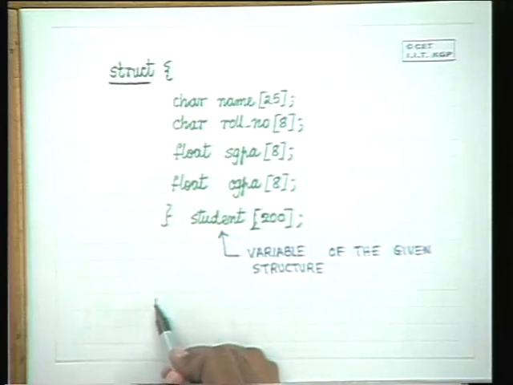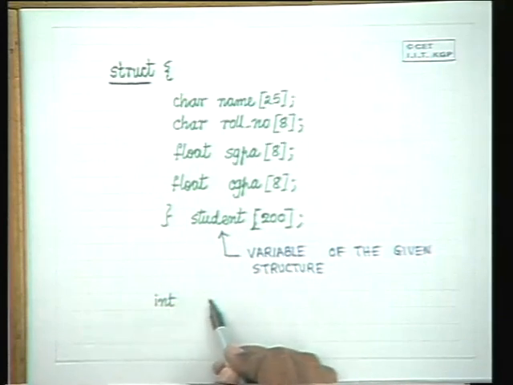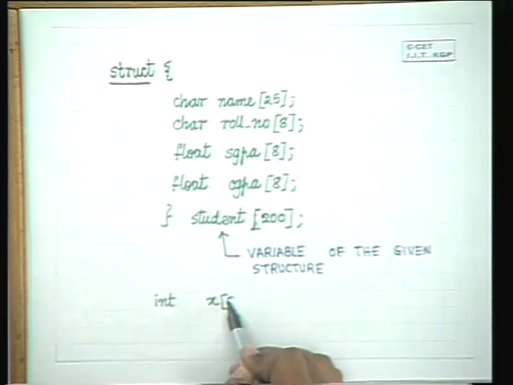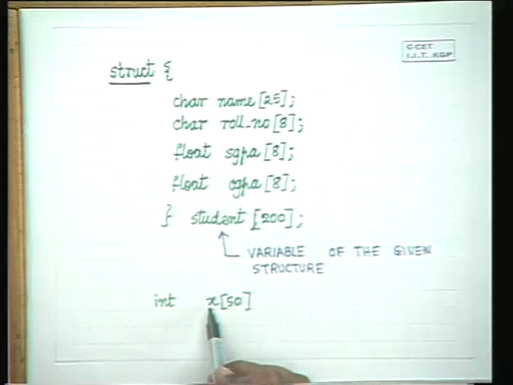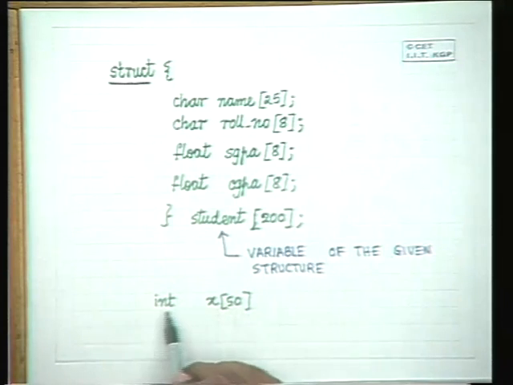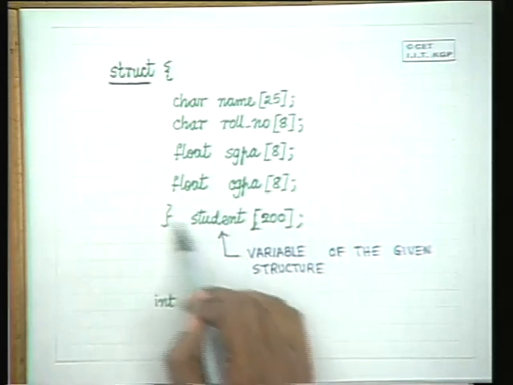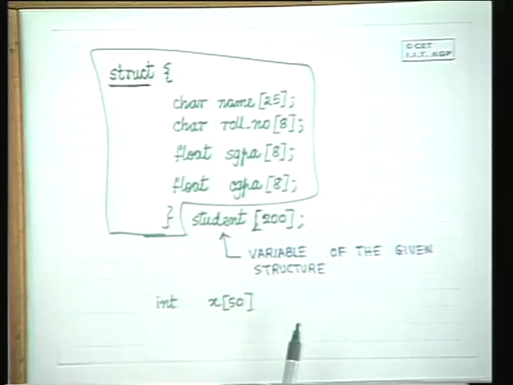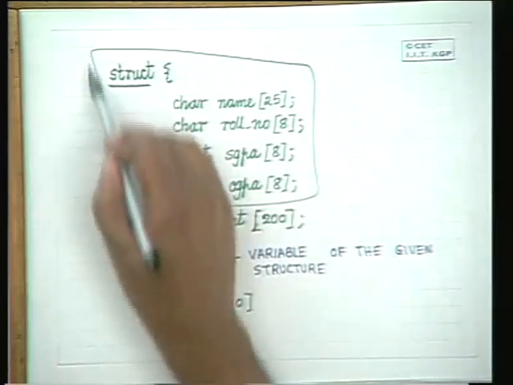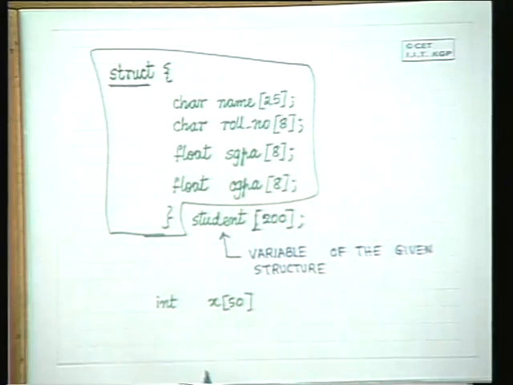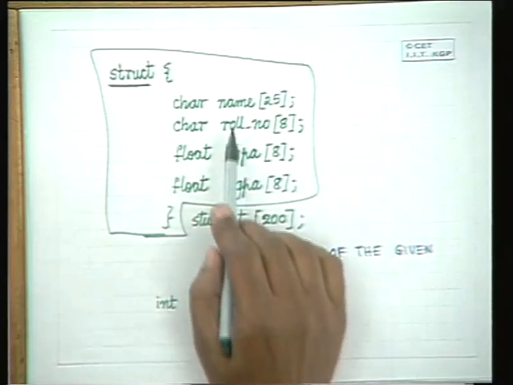See, normally when you write int x[50], what do you mean? You mean that x is an array of 50 elements, each element is an integer. student[200]: student is a structure of 200 elements, each element is this structure. This is just the type definition. Instead of int, you have given the type definition here. Is that understood? This is the type definition.